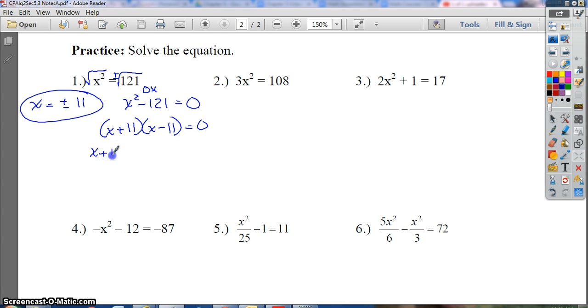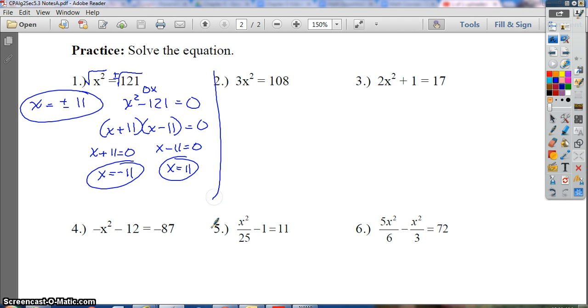So x plus 11 equals 0. X minus 11 equals 0. So that one gives me a negative 11. This one gives me a positive 11. Thus, you can see that this is true. There's a positive 11 and a negative 11. There they are. Okay, potato, potato.